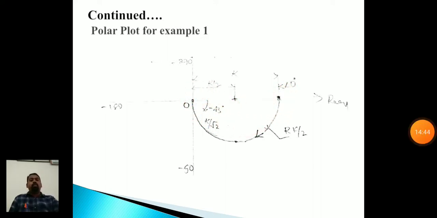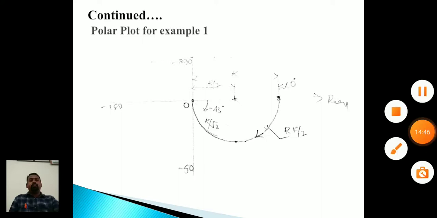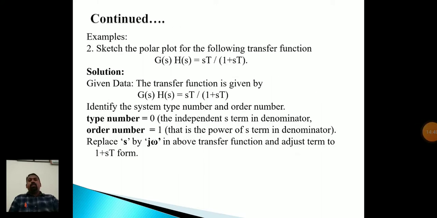Now coming to another example. Example number 2: sketch the polar plot for the following transfer function, G of s into H of s equal to s into t divided by 1 plus st. So here the given data: note down the transfer function carefully, G of s into H of s equal to st divided by 1 plus st, and identify the system type number and order number.